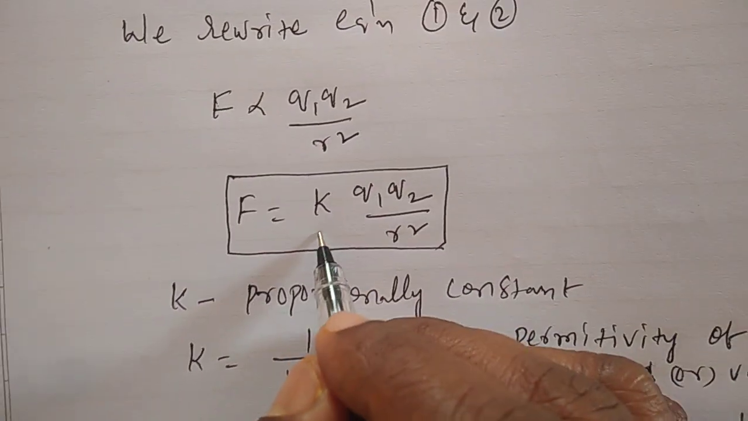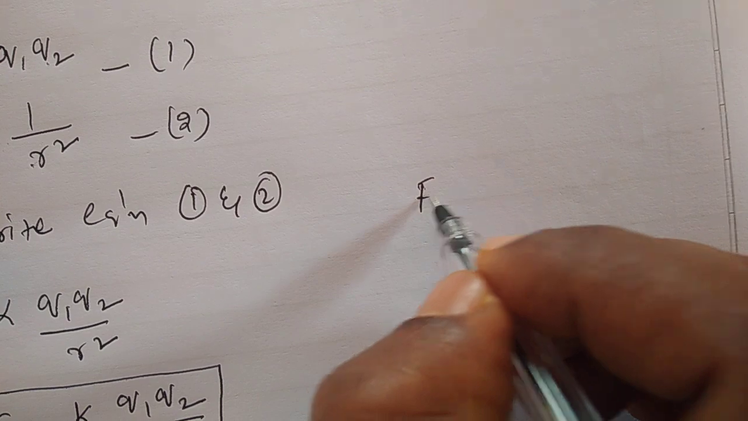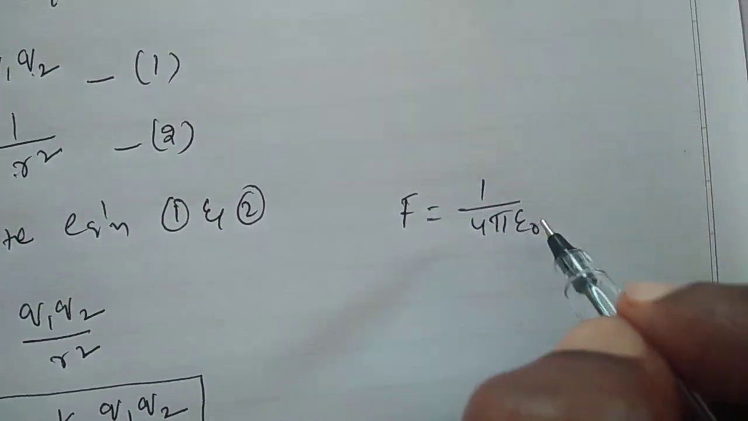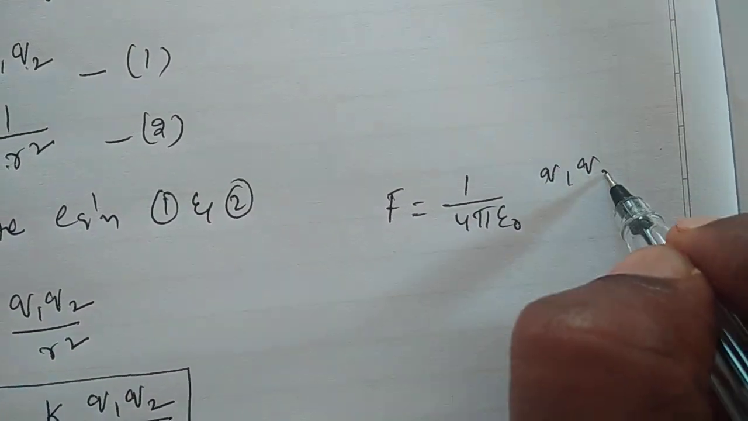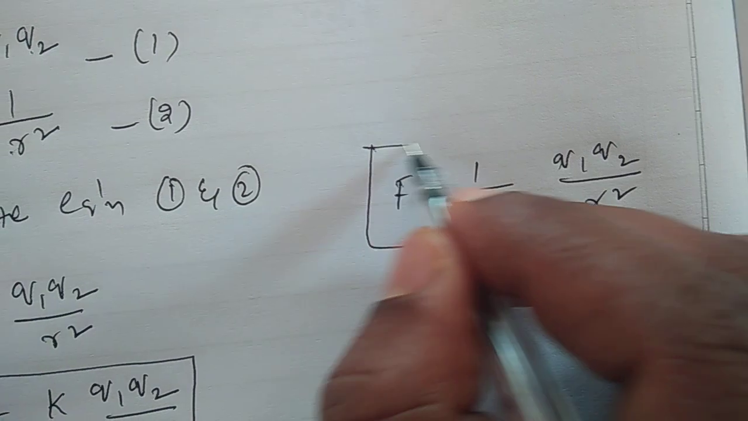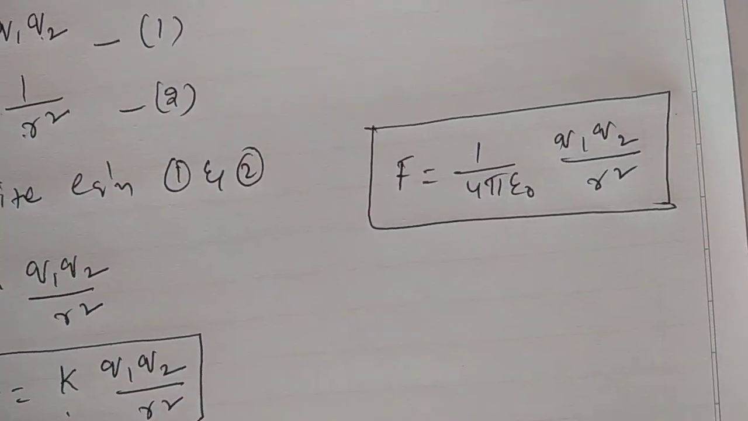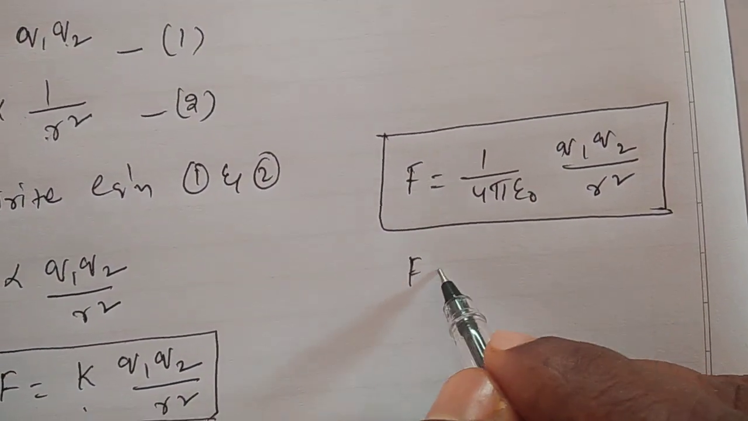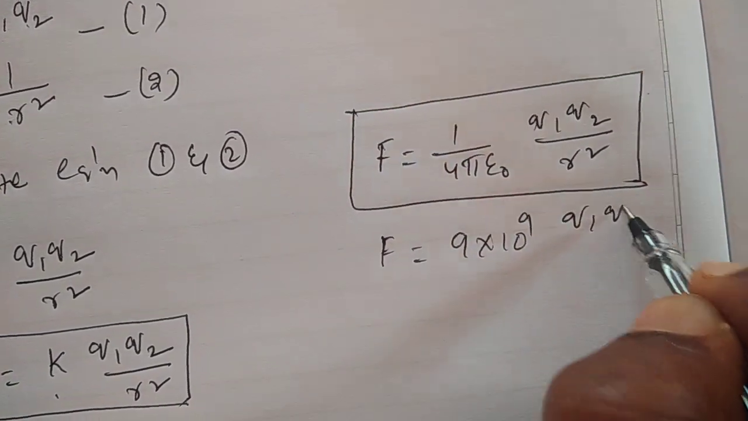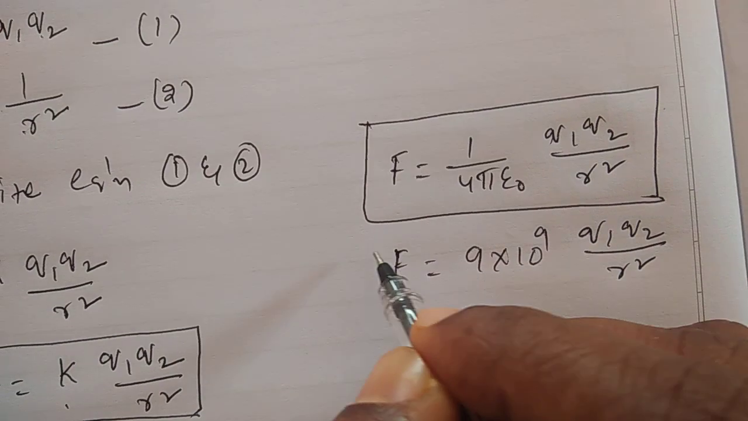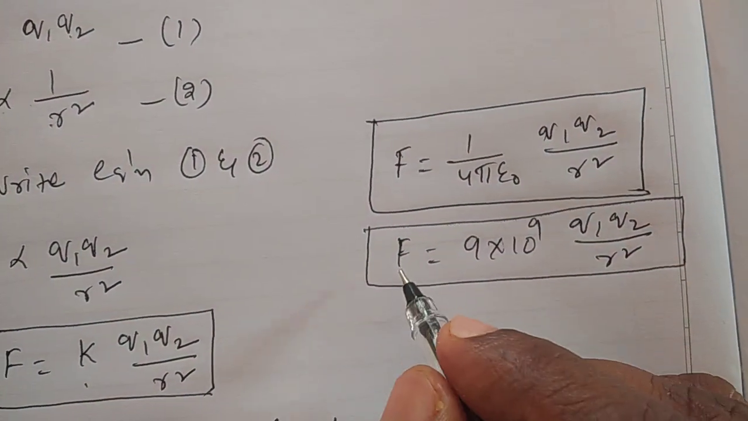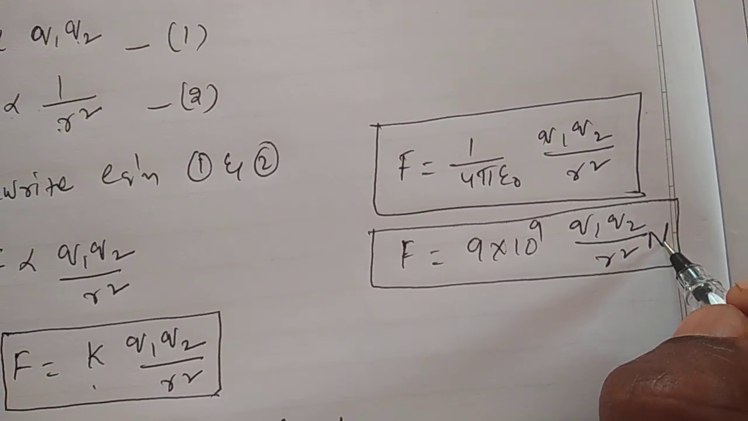Now we substitute the k value in this equation. F equals 1 by 4 pi epsilon naught q1 q2 by r square. This is the final equation of Coulomb force. And another equation is F equals 9 into 10 to the power of 9 q1 q2 by r square. This is the Coulomb force equation. The unit of force is Newton.